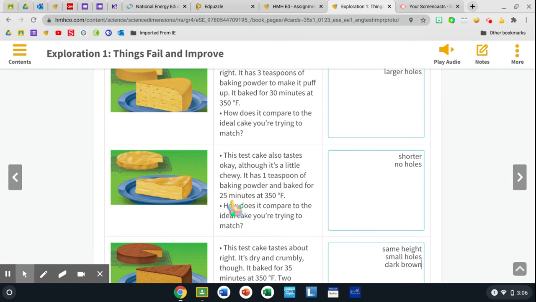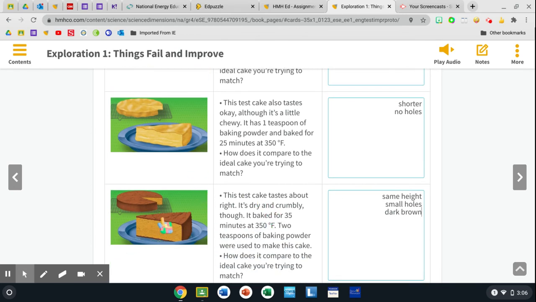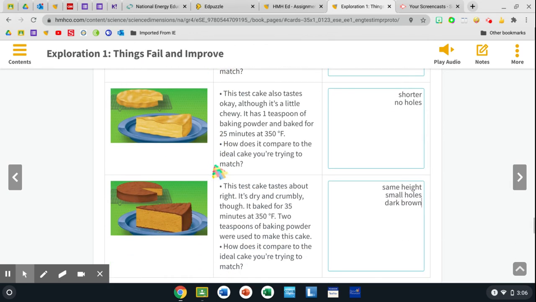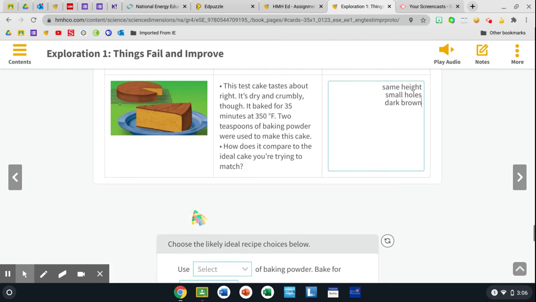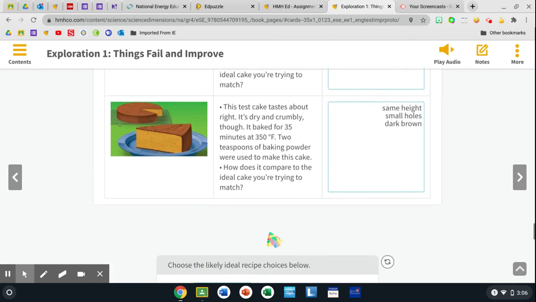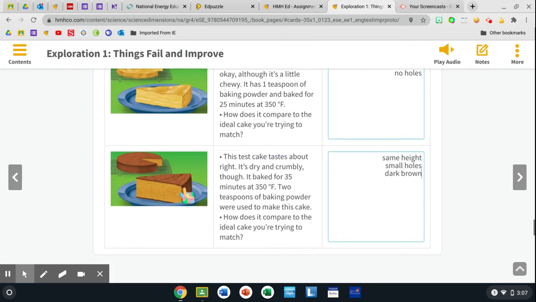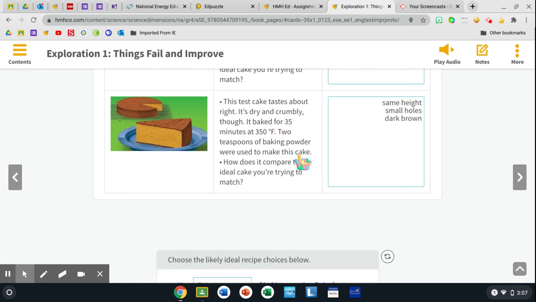All right. So based on that, we know that 350 degrees is the temperature. If we do 25 minutes, it's like this with 1 teaspoon of baking powder. This has 2 teaspoons of baking powder, but cooked for 35 minutes. And this one has 3 teaspoons of baking powder and baked for 30 minutes. So let's think. So we're going to use how much baking powder? I want it to be the same height. So the one that was the same height was this last one. And they used 2 teaspoons.